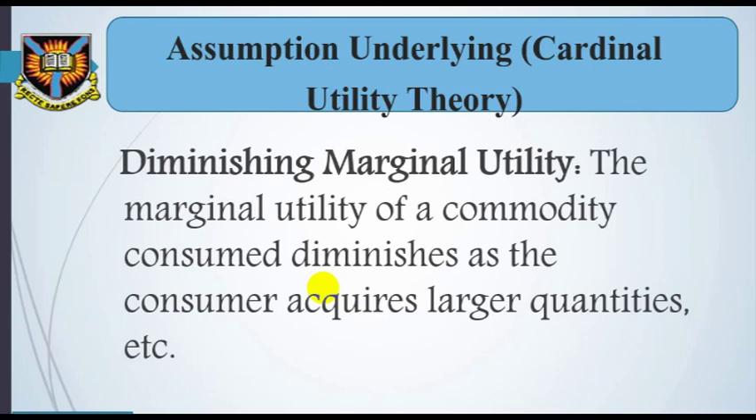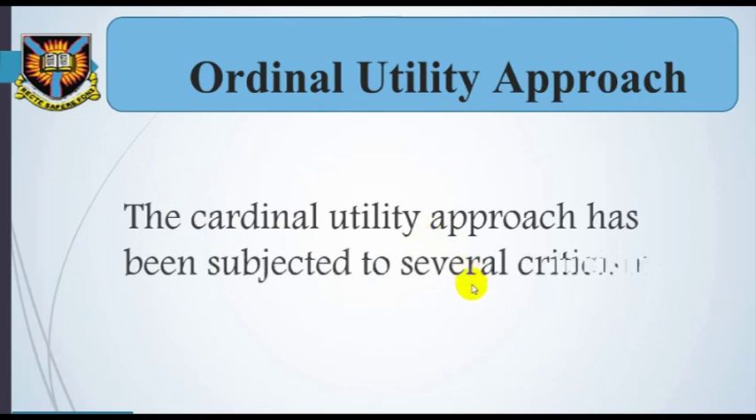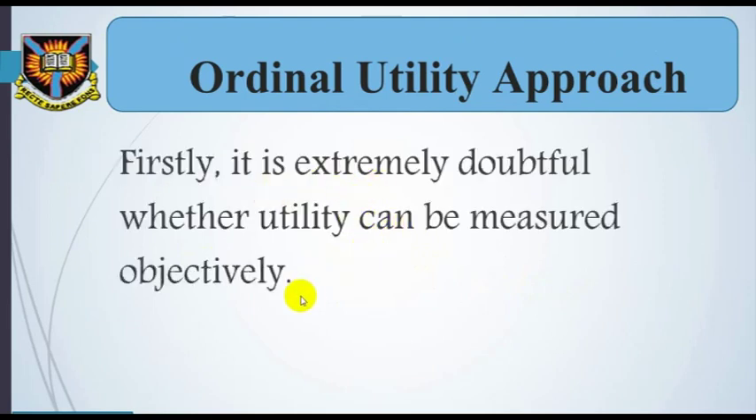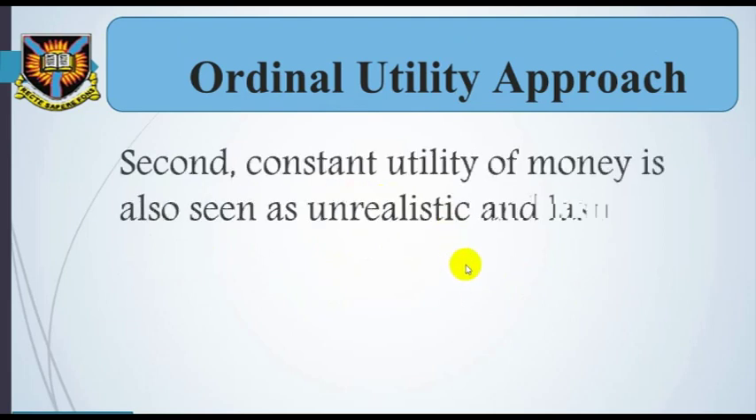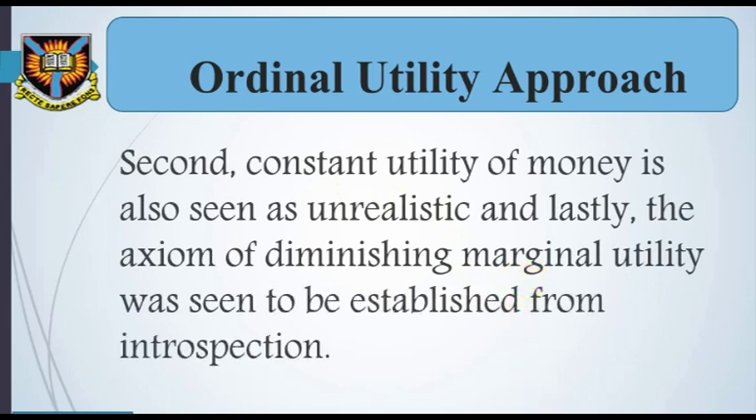Ordinal utility approach. The cardinal utility approach has been subjected to several criticisms. Firstly, it is extremely doubtful whether utility can be measured objectively. Second, constant utility of money is also seen as unrealistic. And lastly, the axiom of diminishing marginal utility was seen to be established from introspection. This criticism later informed the introduction of ordinal utility of indifference curve approach.